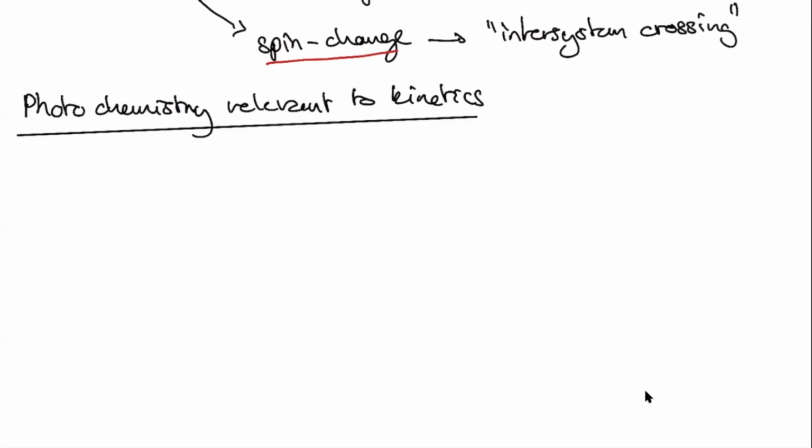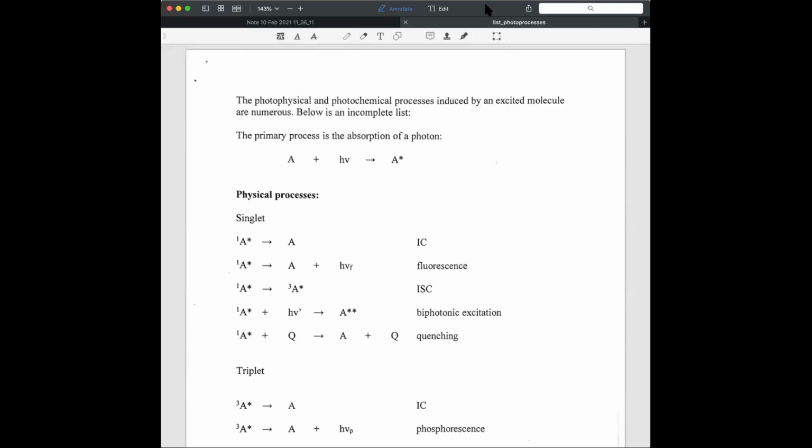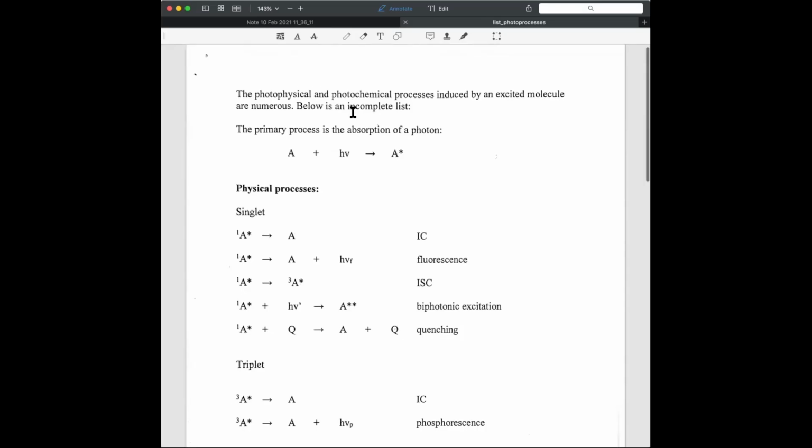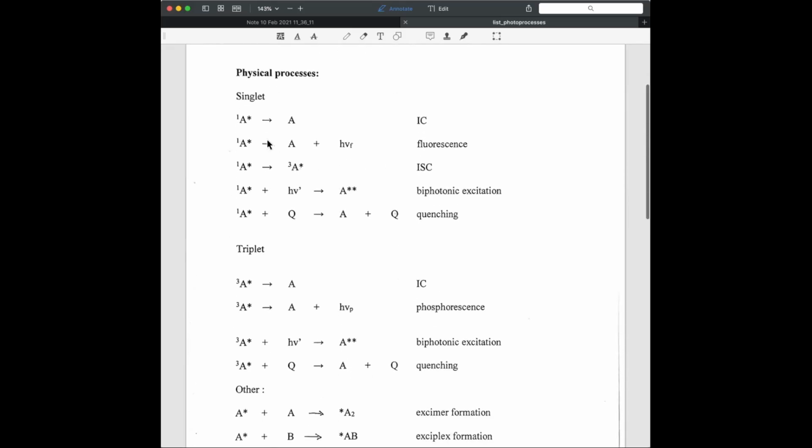So if we try to summarize the most important processes, maybe I can first show you that. I will put on Moodle an overview of all these processes. Let me first briefly go there. So this is a list of these photophysical and photochemical processes. It starts always with absorption, right? So the ground state is absorbing a photon, giving the first excited state. And then you can have all these physical processes. In the singlet state, so there's a 1 in front of the molecule, this is the singlet excited state, internal conversion to the ground state.